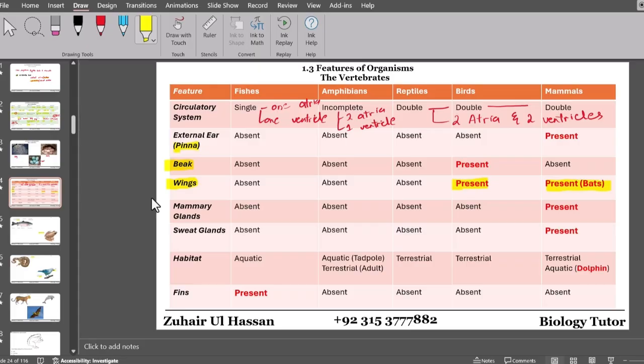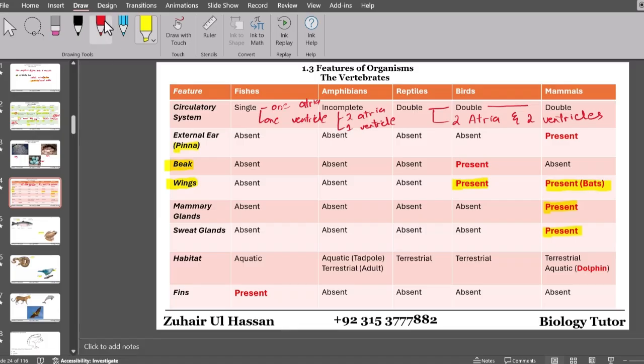Mammary glands, with the help of which mammals produce milk and feed their young ones with that milk, are only present in mammals. Bats also have mammary glands. Sweat glands, to maintain their body temperature and to produce sweat, are also present in mammals.